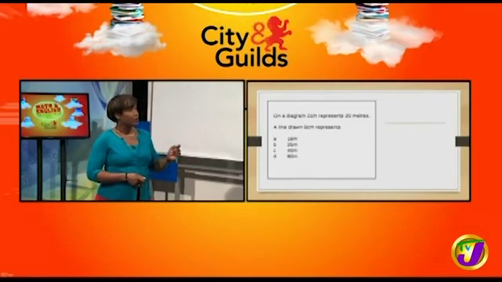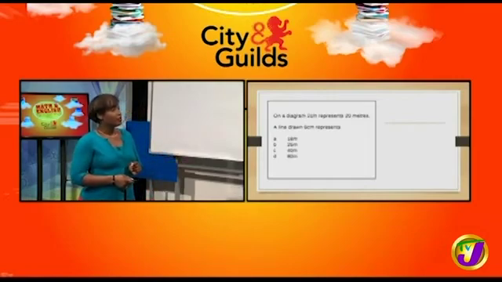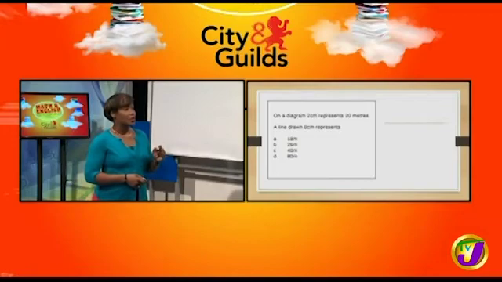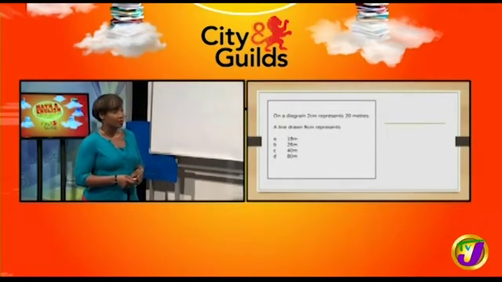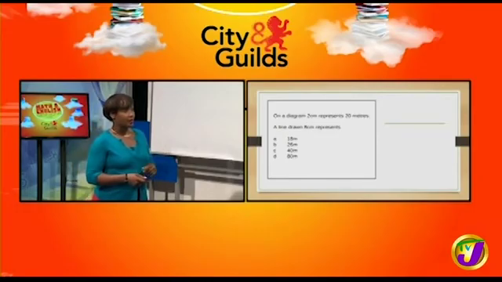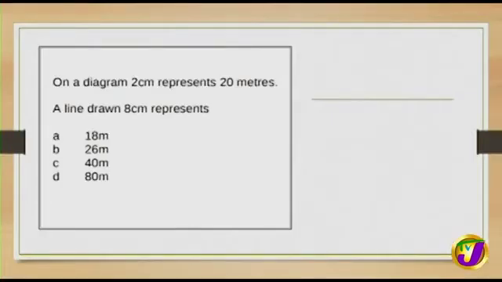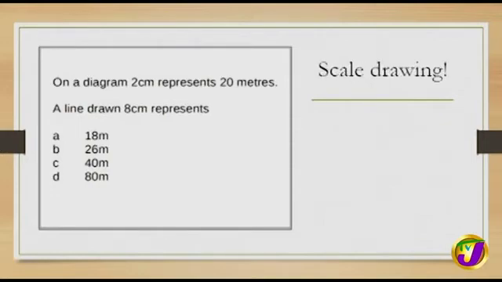All right. So on a diagram, 2 centimeters represents 20 meters. Remember we said we're going to do scale drawing, looking at how to read maps. So this is one of the questions that pertains to that part of the curriculum. On a diagram, 2 centimeters represents 20 meters. A line drawn 8 centimeters represents, all right, so we need to look at some of the information that we have here. So 2 centimeters represents 20 meters. That's the first thing they tell us. What else can we do?